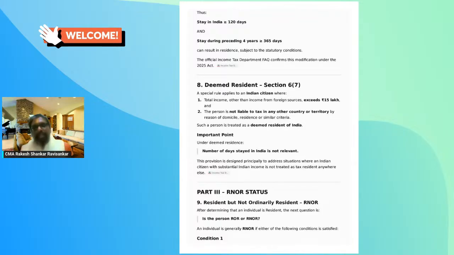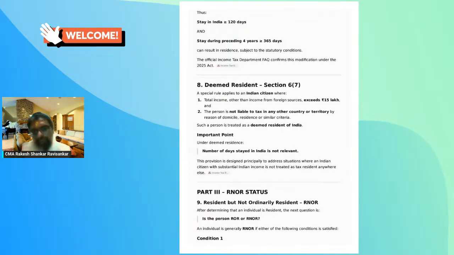Next, deemed resident. A special rule applies to an Indian citizen. The total income other than the foreign sources exceeds 15 lakhs, and the person is not liable to pay tax in any other country or territory by reasons of domicile, residence, or similar criteria. So when you are not assessed to tax in any other country, automatically you become a deemed resident in India.